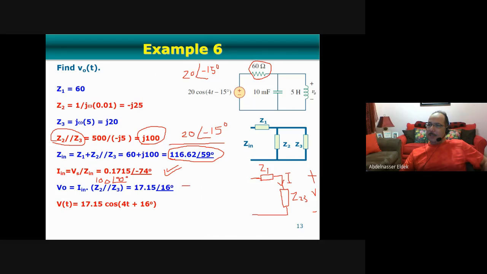Now if you want to convert this back to the time domain, it will be the amplitude times cosine, because we used cosine in the beginning. The 4t will not change: 4t plus 16 degrees. That's it. This is the voltage across the inductor, and it is the same voltage across the capacitor. If I need VC, it is the same, because they are parallel to each other. It doesn't matter if I say VO or VC. They are both the same.